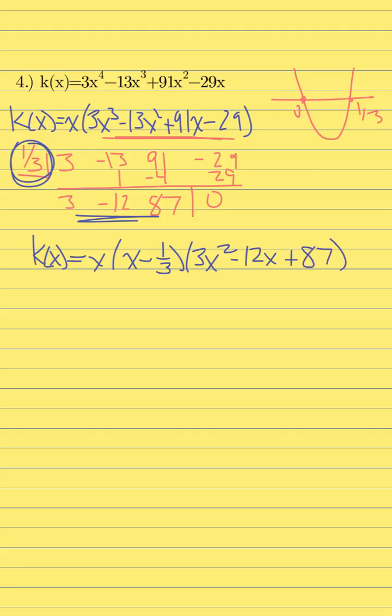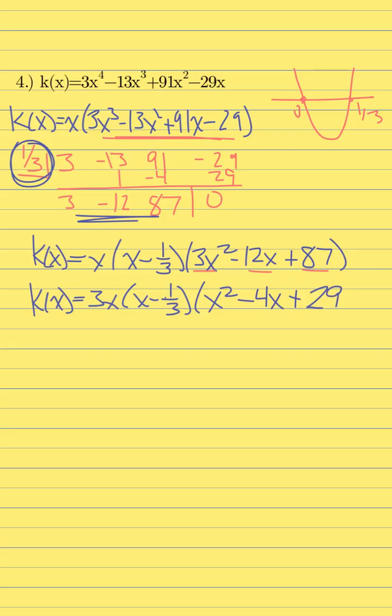And I don't know if you'd see this or not, but every one of these coefficients in here is divisible by 3. So what I'm going to do is factor out a 3 out of there as well. So we'll have 3x, x minus 1/3. And then divide a 3 out of 3x squared, we get x squared. Divide a 3 out of negative 12x, we get minus 4x. And divide a 3 out of 87, that gives me 29.